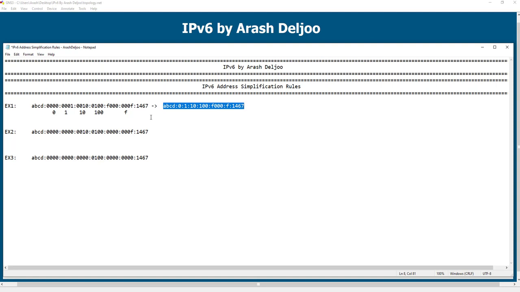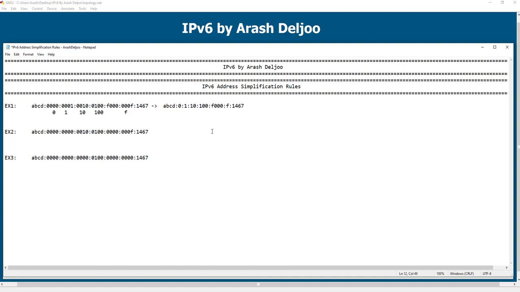This is the first rule in the simplification of an IPv6 address. That is, you can omit the leading 0 in every hex state. This is the first rule. Now let's go to the second rule.